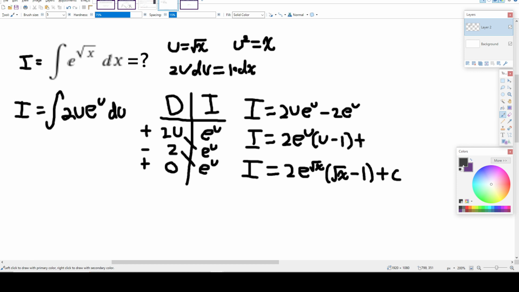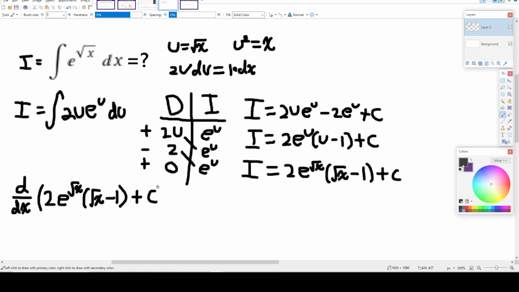Some of you may have been yelling at me when we got to this step because I didn't write a plus c there. Now if you don't believe me or you just want to check, I'll take the derivative of it. So the derivative of 2 times e to the square root of x multiplied by (the square root of x minus 1) plus c equals, we're going to ignore the c because constants go to 0.